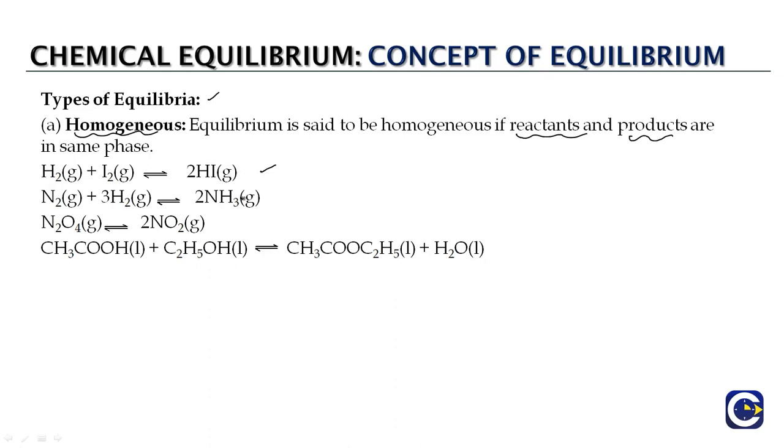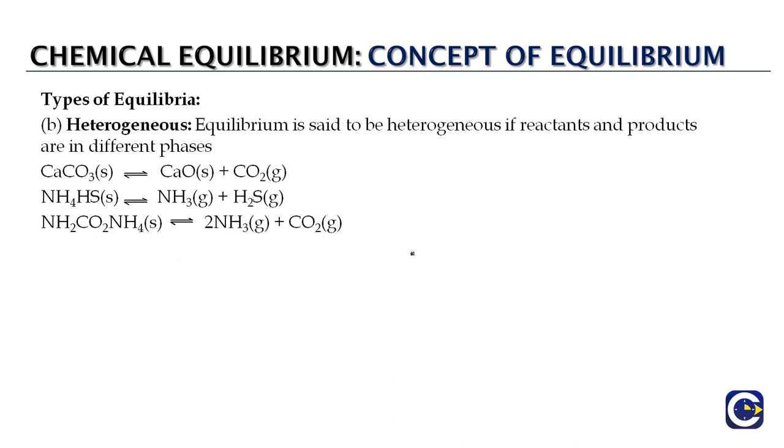Nitrogen gas plus hydrogen gas gives rise to ammonia gas. N2O4 gas on dissociation gives NO2 gas. Acetic acid and ethyl alcohol combine to give ester and water. So the last one is in the liquid phase. The first three examples are in the gas phase and the last one is in the liquid phase. Such type of equilibria we call homogeneous equilibria.